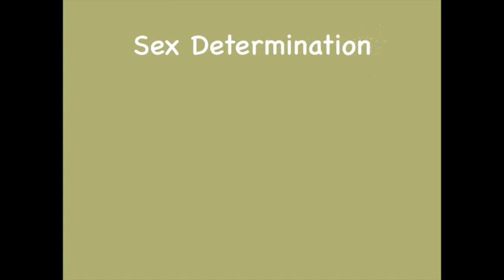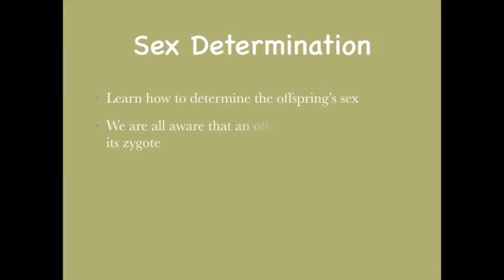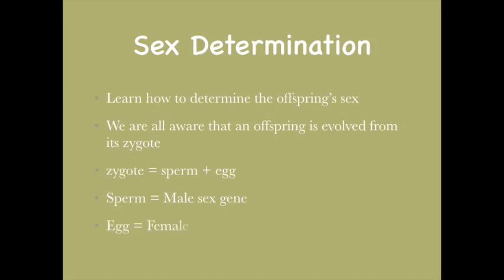Now, let us start with sex determination. Here we will learn how to determine the sex of the offspring. We are all aware that offspring develop from a zygote, and a zygote is a combination of the sperm and the egg. Sperm is the male sex gene and egg is the female sex gene. Okay?